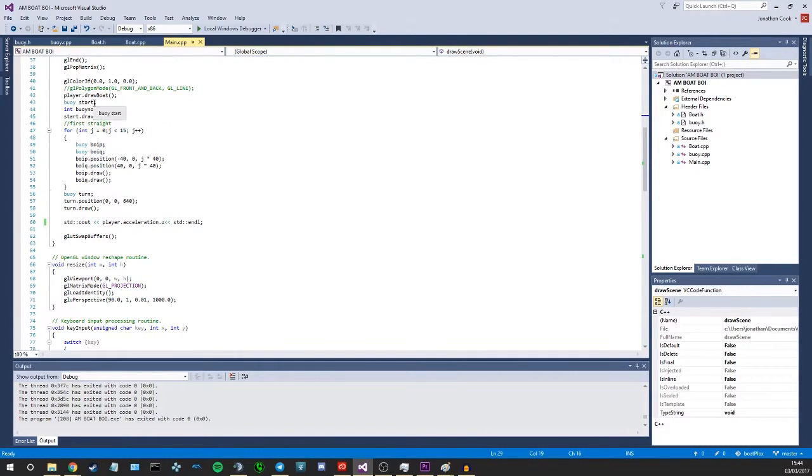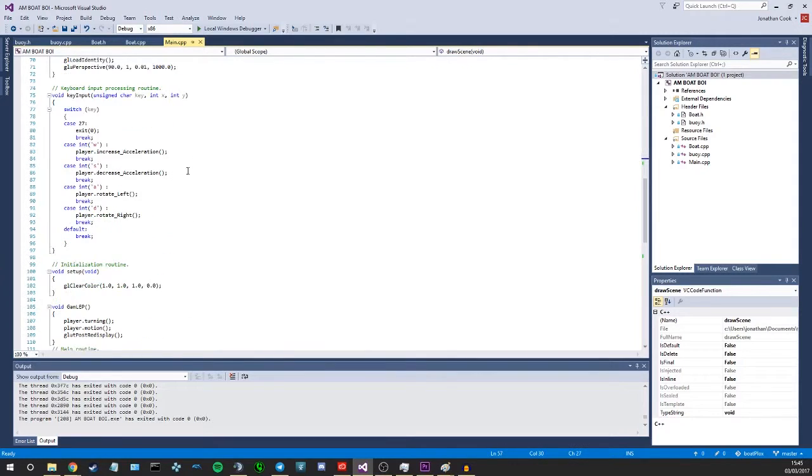We then create a buoy, and we use this function here to create a line of them, one on either side, and one all the way at the end that we use to turn around. Here we have our implementation of the keys. So if we hit W, we increase acceleration, and S will decrease, A and D rotate left and right.